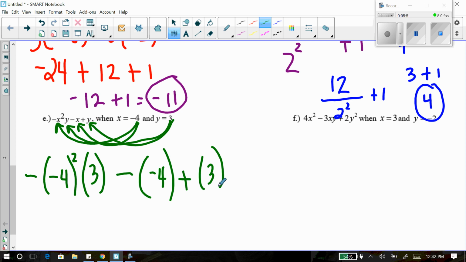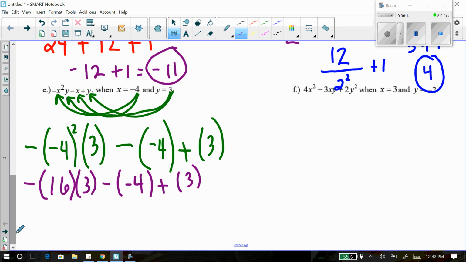All right, let's do it. Parentheses, I see nothing in the parentheses to take care of. Now we'll do exponents. -4 squared is just -4 times -4, which is a positive 16. All right, so now I'm just rewriting.